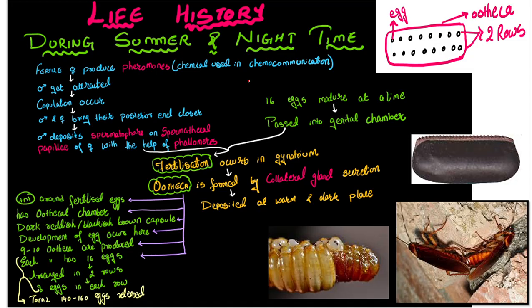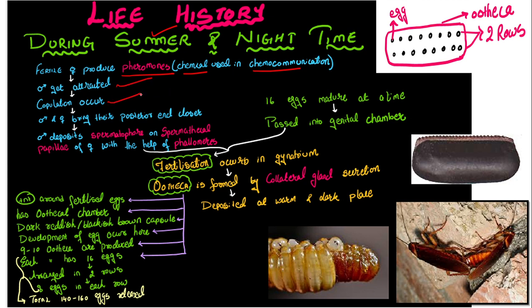Now let's see the life history of Periplaneta americana. Life history: mostly this happens during the summer season and night time. During summer and night time, the fertile female produces pheromones. Pheromones are nothing but chemicals which are going to attract the male.